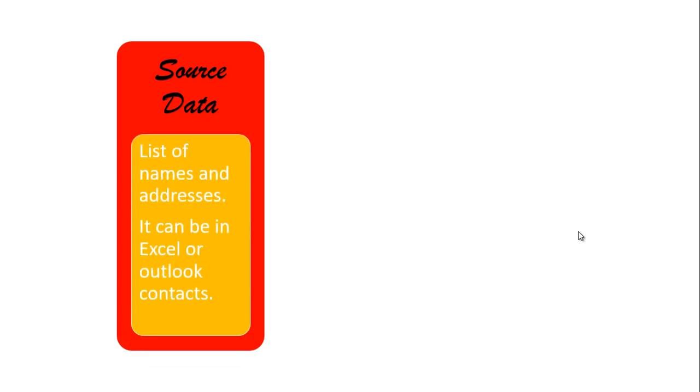First of all, we need a source data. It is the list of names, addresses, and other information of the recipients. You can keep your data in an Excel file, or you can also use Outlook contacts.